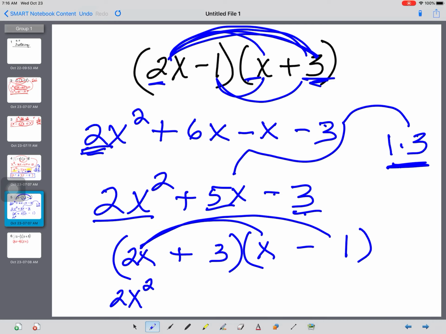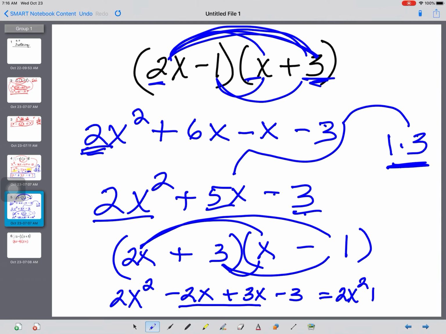Let's check the outer ones. That would be negative 2x. And then the inner ones would give me plus 3x. And then the last one would give me negative 3. When I combine like terms, do you see that these two would add up to 1x? So the answer there would be 2x squared plus x minus 3. Well, I got the 2x squared, I got the minus 3, but I didn't get what I needed in the middle. So this combination wasn't correct.